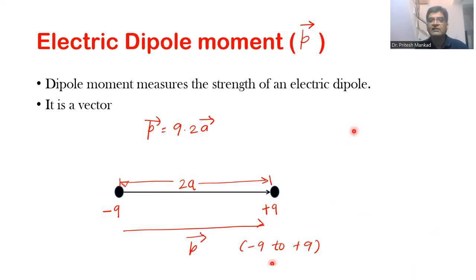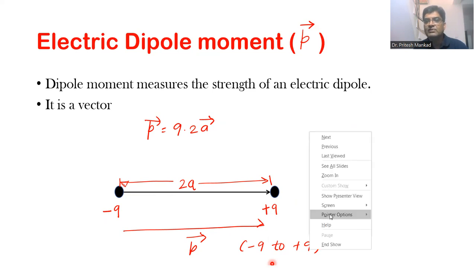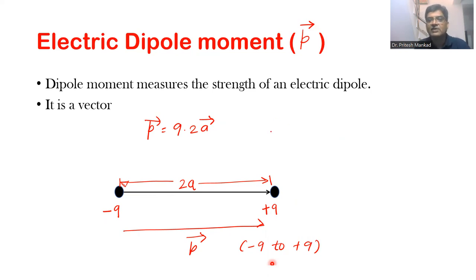Dipole moment is a vector, and as you already know, the dipole moment is the product q into 2a. If it is q into 2a, that means it is supposed to have a unit. So its unit is coulomb meter. You can very easily find out its dimensions also: whatever the dimensions of coulomb, you are supposed to add one length dimension.